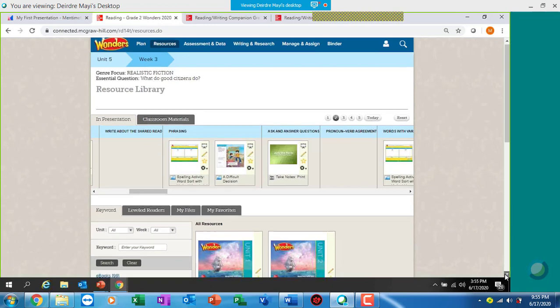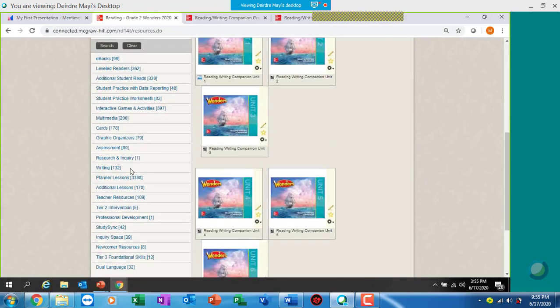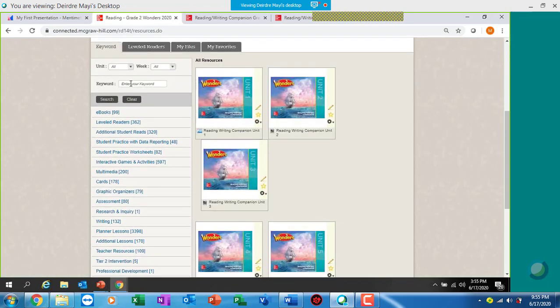Look down at the bottom of the page. You will see all of these different links for all of these different types of resources. If you don't know where a particular resource is, you can always do a keyword search. So just type in the term, hit search, and your results will pop up over to the right.